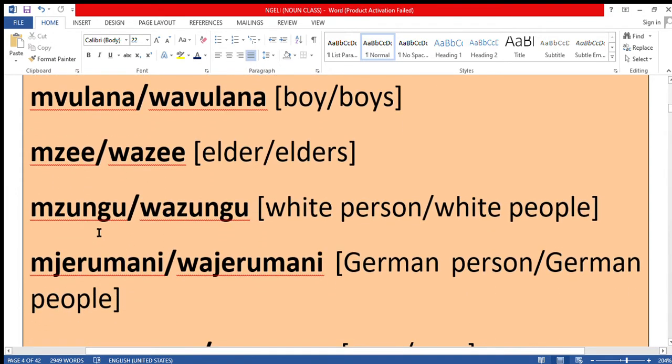Mzungu, wazungu. Actually, when you are a white person and you come to East Africa, in Kenya or Tanzania, they will refer to you as mzungu. So don't feel embarrassed. It's just a common name. Many people like referring to white people as mzungu. It doesn't matter whether you are from Germany, Tanzania, or Russia, it's just mzungu, wazungu. But actually there is no white color here. White is nyeupe, but they won't call you mweupe, they just say mzungu. Okay.